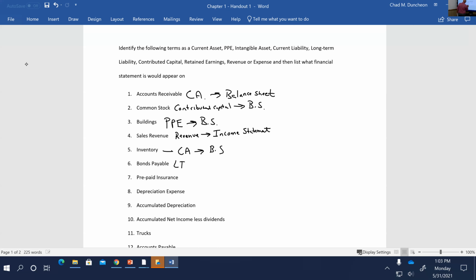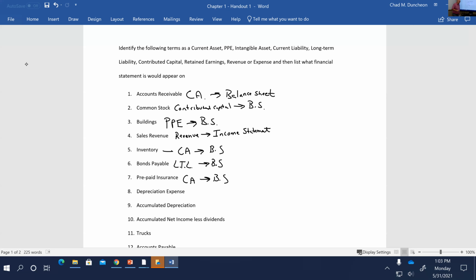Bonds payable is a long-term liability. Bonds are going to be issued; we're going to learn about them in the semester. But bonds are long-term debt, long-term borrowing by the company. It is a liability, so it's found on the balance sheet. Remember, all assets, equity, and liabilities are always found on the balance sheet. Prepaid insurance is a current asset found on the balance sheet.